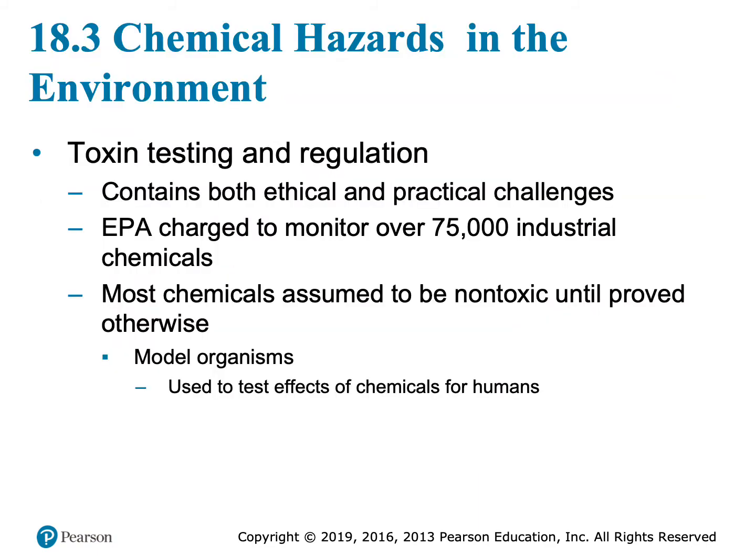Toxin testing and regulation. This is a little interesting, how they can test for toxins or if a substance is toxic. This is hard to do because you can only test on animals in the laboratory setting. And if you start to test on humans, that contains both ethical and practical challenges. The EPA is charged to monitor over 75,000 industrial chemicals, and most of these chemicals are assumed to be non-toxic until proved otherwise. So basically, you're innocent until you're proven guilty in the toxin realm.